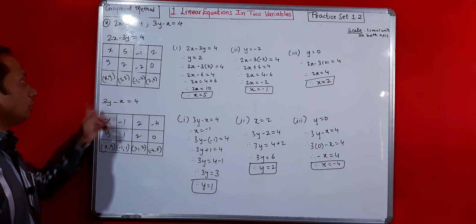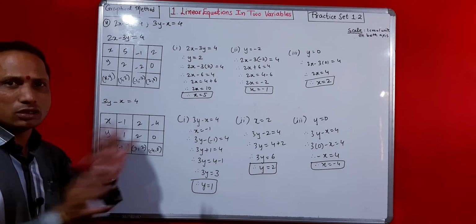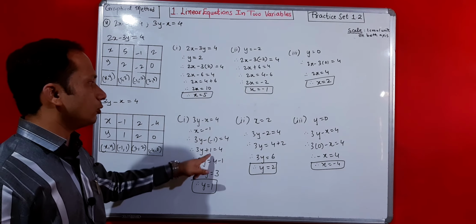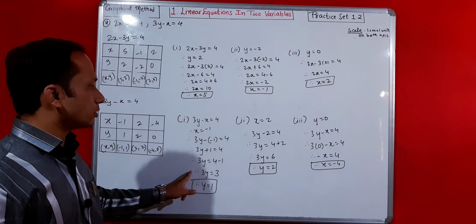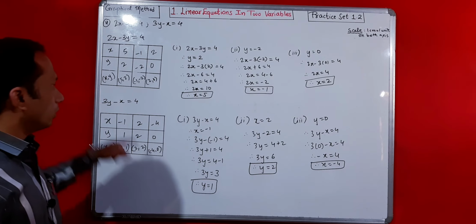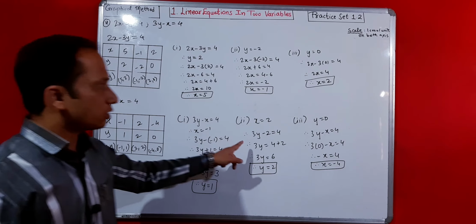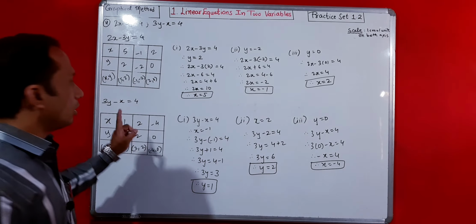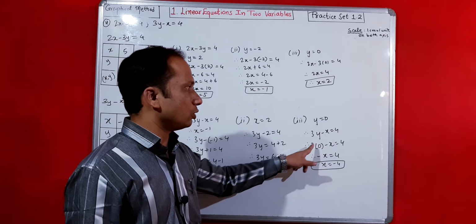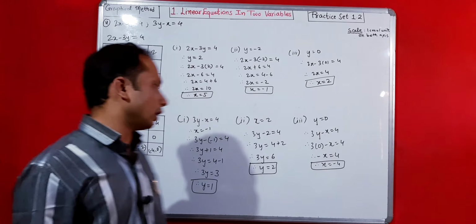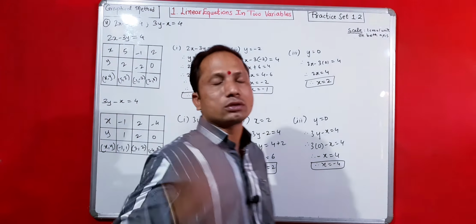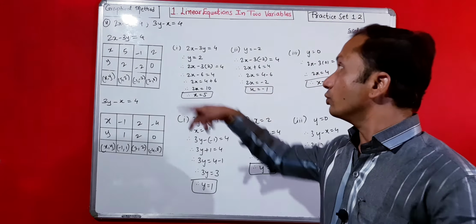Then 3y minus x is equal to 4. Don't change the equation, keep it as it is. 3y minus x is equal to 4, x is equal to minus 1, it will be plus, and now this will be minus. 3y is equal to 3, y is equal to 1, so minus 1, 1. Then x is equal to minus 2, which will be plus 6, y is equal to 2. Then y is equal to 0, 3 into 0 is 0 minus x, so x is equal to minus 4. So minus 4, 0. These are the values we have just calculated by using the given equations.